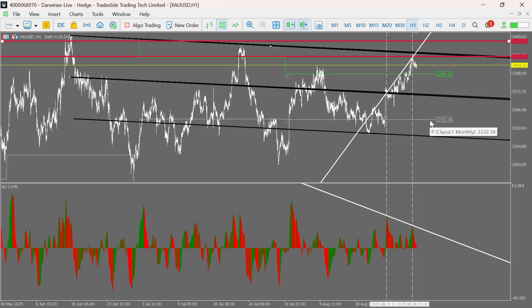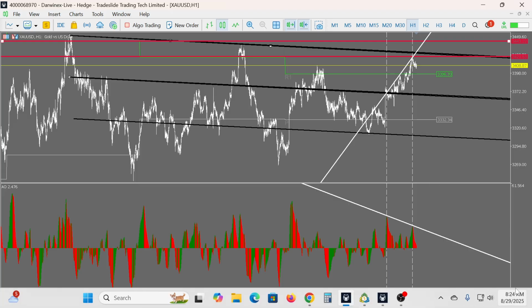So what I have now is my robot sell only there. So when the sell signal comes in, pow, I am in the game. All right, guys, this is what I see as of August 29, 2025.